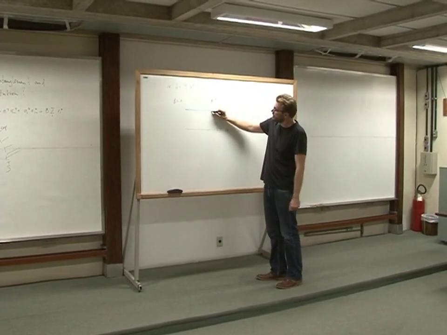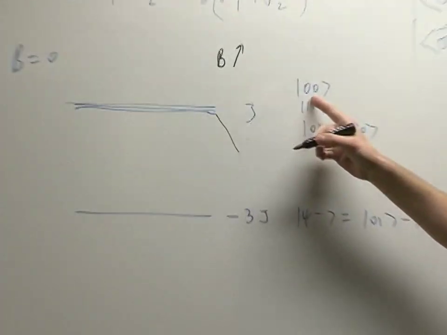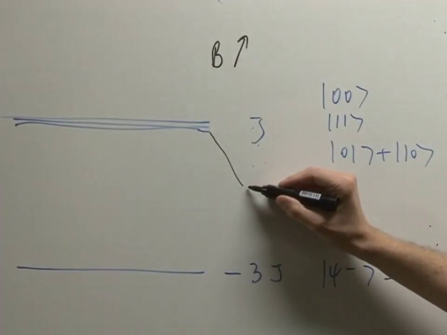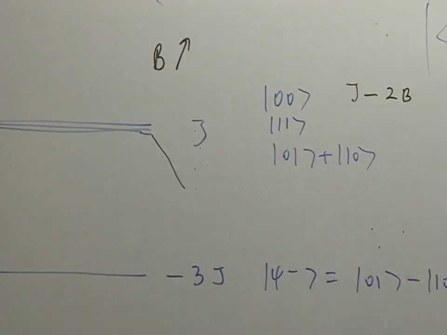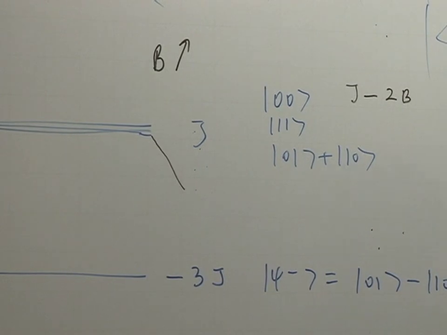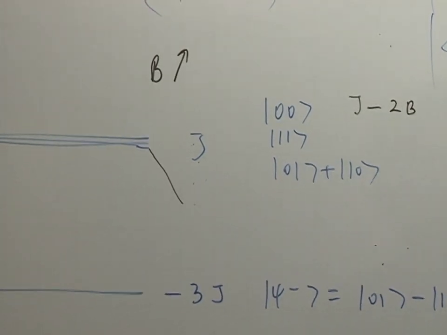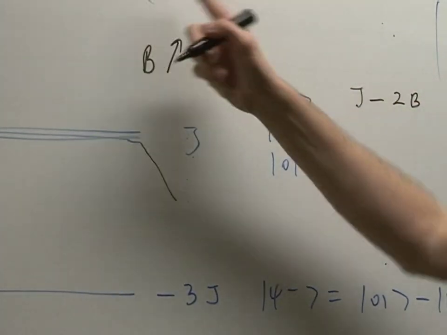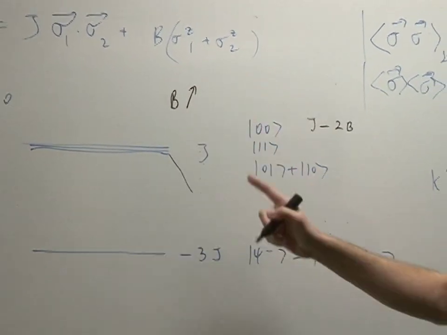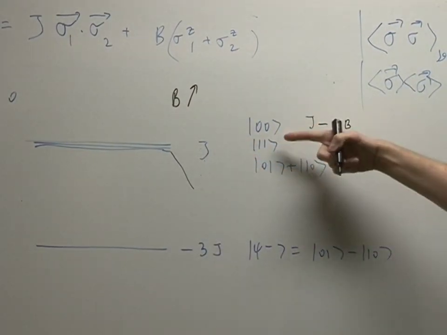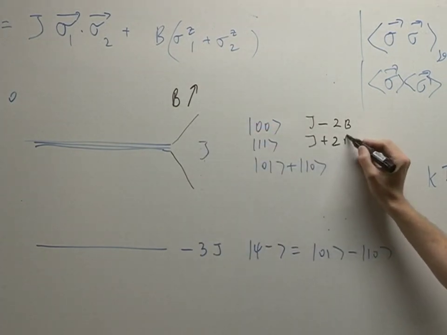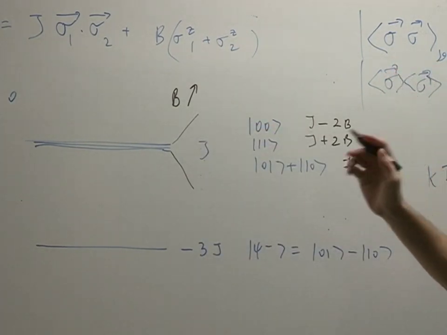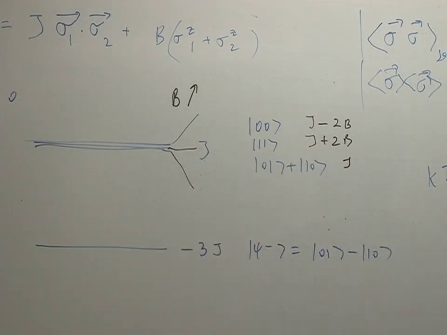And so basically the state 0,0 starts to go down in terms of energy. So this one now has energy J minus 2B, because each of the spins picks up a value B. This one, like I said, starts to go up in value, J plus 2B, and this one doesn't care about the B field at all. It stays the same.